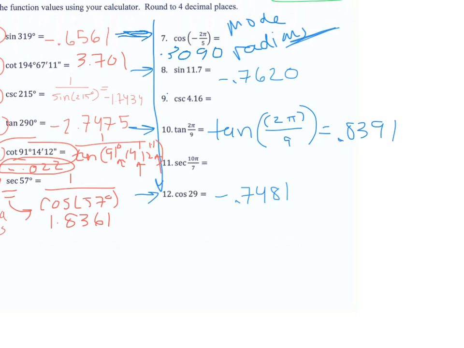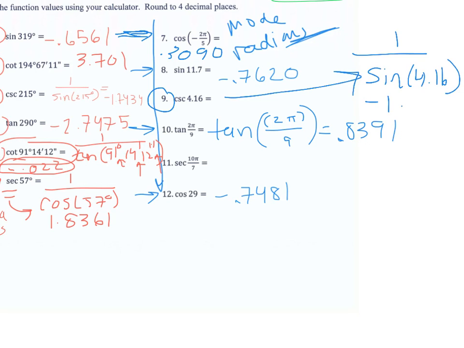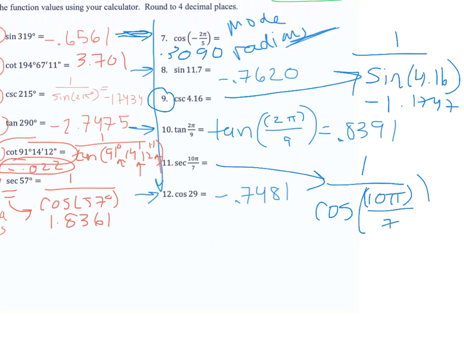Now, number 7, remember it's a little harder. The cosecant button's not in our calculator, but the reciprocal is sine, so we do 1 over the sine of 4.16. Make sure your mode's in radians, and when you do that, you should get negative 1.1747. Similarly, for number 11, we know that secant's not in our calculator, but the reciprocal is cos. So we do 1 over cos of the quantity 10 pi divided by 7, and when we do that, we should get negative 4.4940.